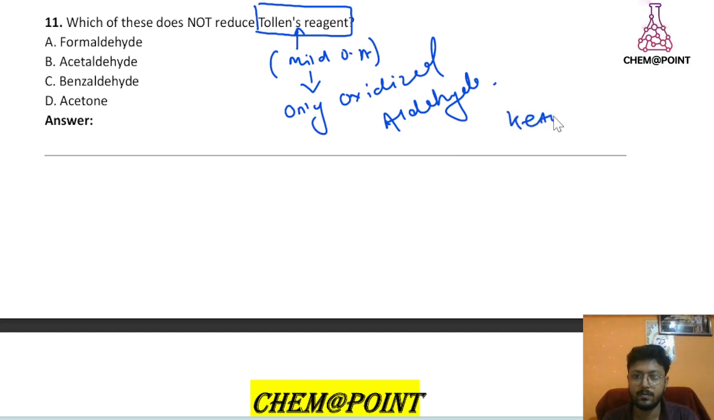Ketones are not oxidized by Tollens reagent. Formaldehyde is an aldehyde, so yes, the positive Tollens test is shown. Acetaldehyde, yes. Benzaldehyde, yes. If any aldehyde group is present, Tollens reagent shows a positive test. But acetone has no positive Tollens test. Got it? The right option is D. Any confusion? Good.